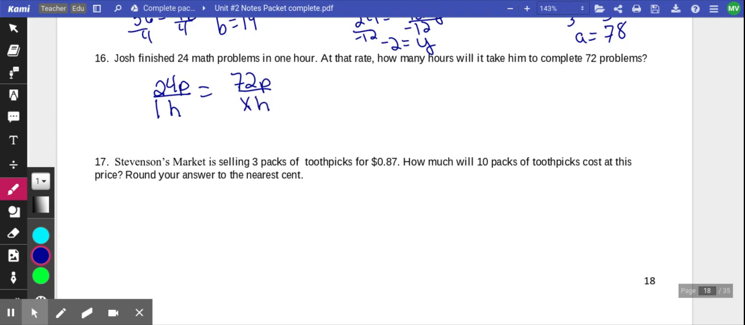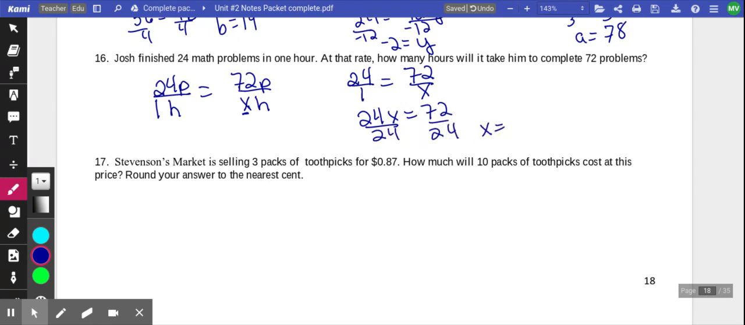Now I used my units to help me set up the proportion because I always want to do the same units in the same position. So I did problems over hours equals problems over hours. When I solve it, other than the X, I am going to forget about those units. So I'm really just going to solve the proportion 24 over 1 equals 72 over X. I'm going to cross multiply, that's 24X equals 72. Divide both sides by 24, and X equals 3. So he's going to need 3 hours to finish his 72 problems.